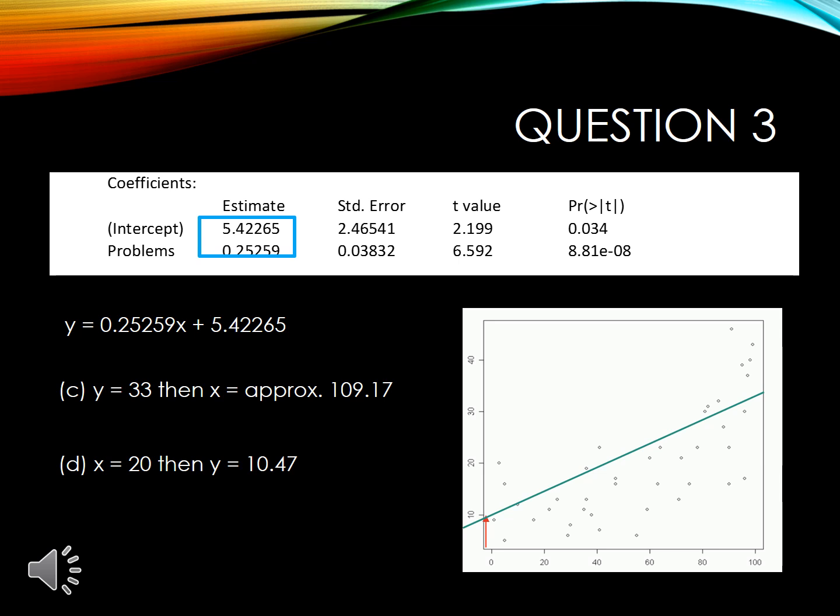You could answer this in two ways. Either from the R output, you could directly read the value of 5.42265 as the y-intercept and note that it is significant with a p-value of 0.034. Or you could plug x equals 0 into the regression equation and you'd come up with the same value.